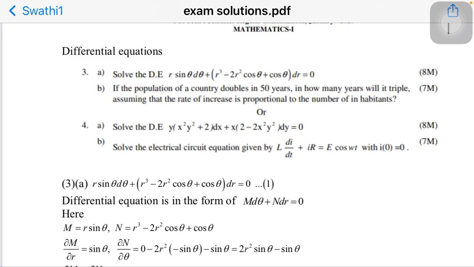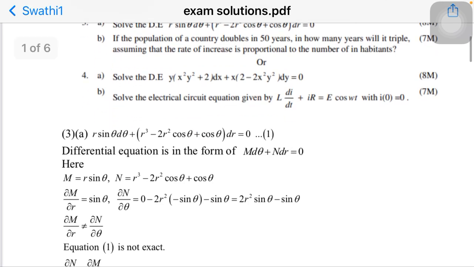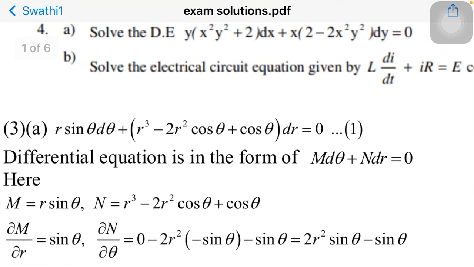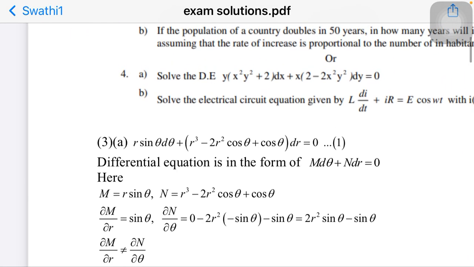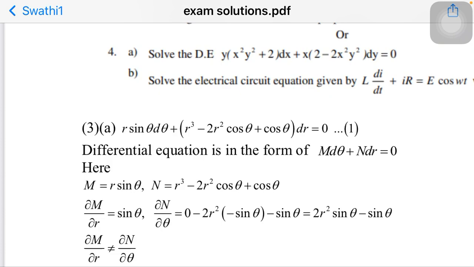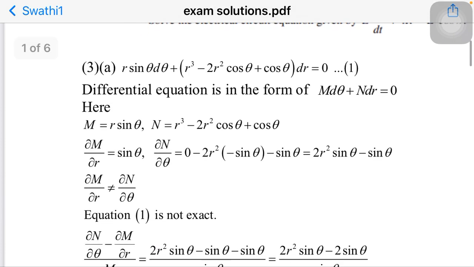Okay, now we will answer 3A: r sin theta d theta plus (r cube minus 2r square cos theta plus cos theta) dr. So the differential equation is in the form of M d theta plus N dr equal to 0, where M is equal to r sin theta, N is equal to r cube minus 2r square cos theta plus cos theta. So dou M by dou r is equal to sin theta and dou N by dou theta is equal to 0 minus 2r square.